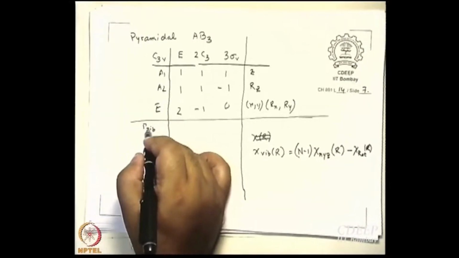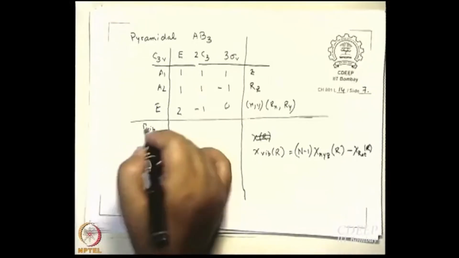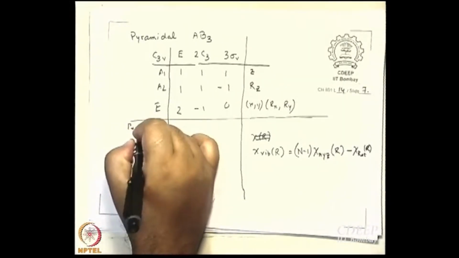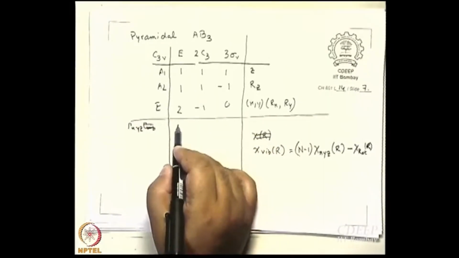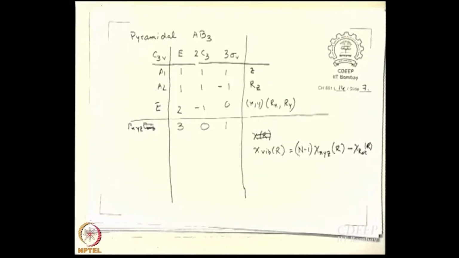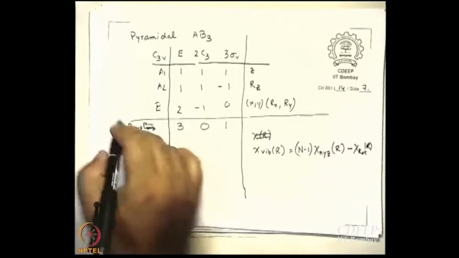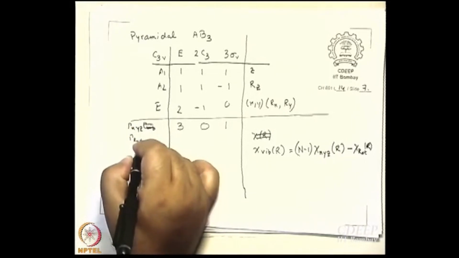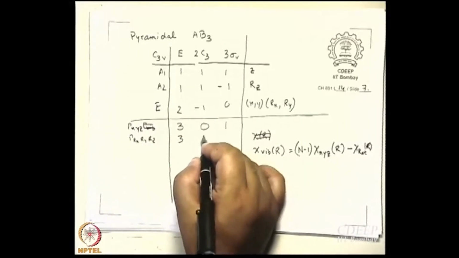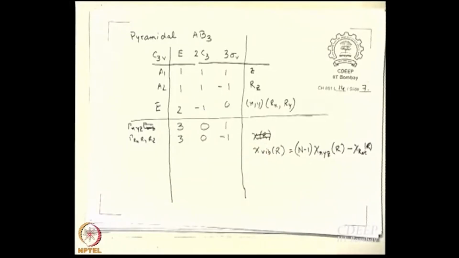So, instead of trying to write gamma vib first, we can do it in steps. What is your gamma xyz? Write that. Gamma xyz, what will it be? Tell me quickly. 3, 0, 1. Did you understand or not? Understood, right? Good, gamma xyz. Next, I'll write gamma Rx, Ry, Rz. What is that? 3, 0, minus 1. I am adding E with A2, isn't it?